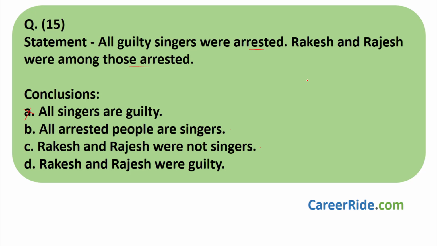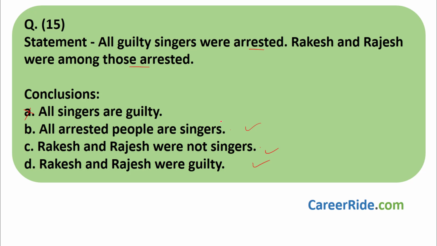We don't know about Rakesh and Rajesh. We know that all guilty singers were arrested, but we don't know about Rakesh and Rajesh. We know that both of them were among those who were arrested, but we don't know whether they were singers or not. Next, Rakesh and Rajesh were guilty. Now we have 3 options, and all are possible. All the three seem correct.